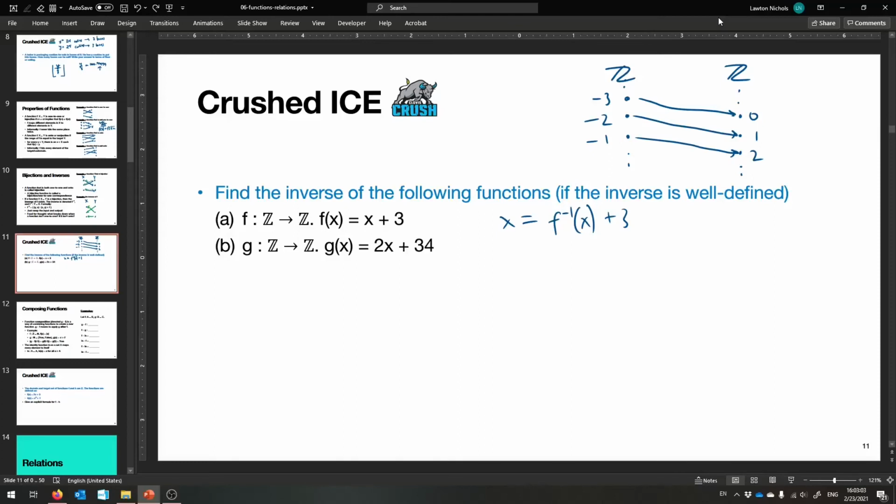Okay, so we just subtract 3 from both sides. So f inverse of x equals x minus 3. So if you wanted to know how you came from here, just subtract 3. Yeah? And so that is the inverse. Boop. So that's the first one. And okay, now let's do it for g.